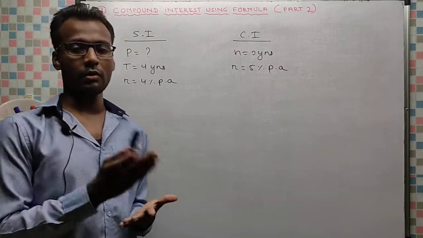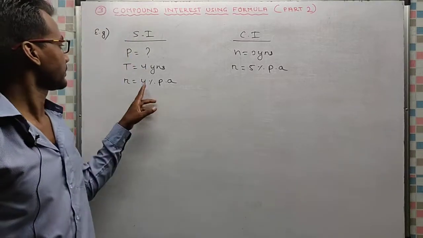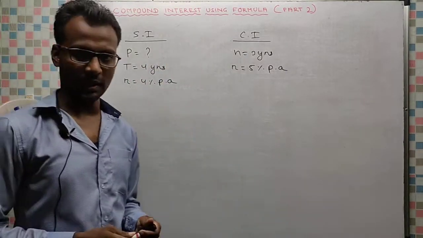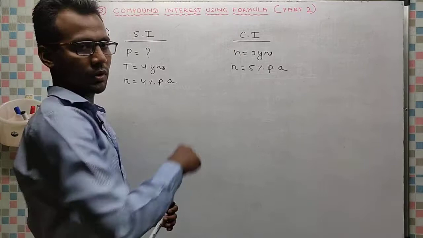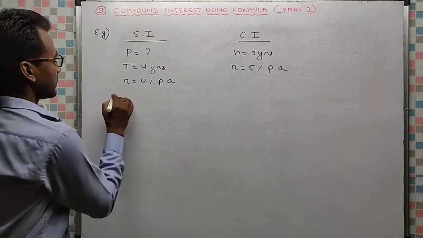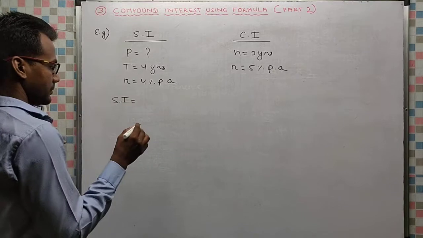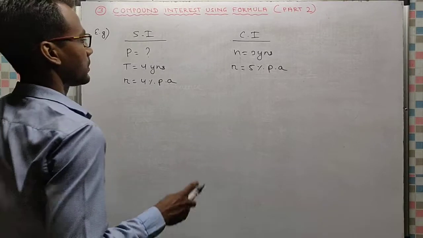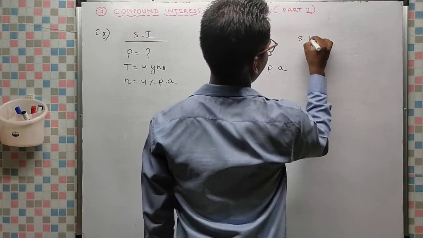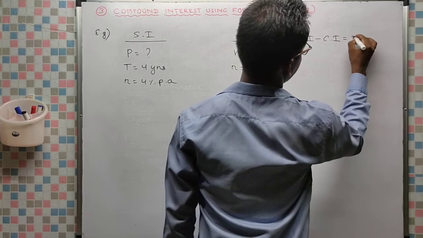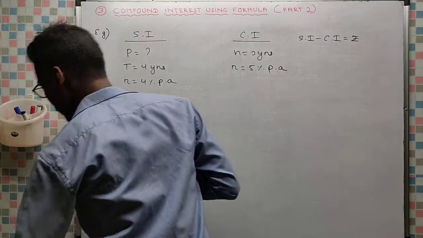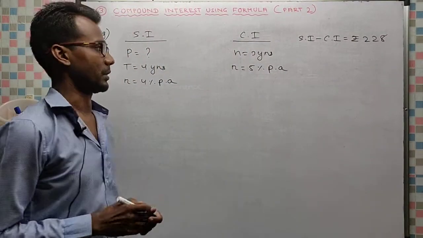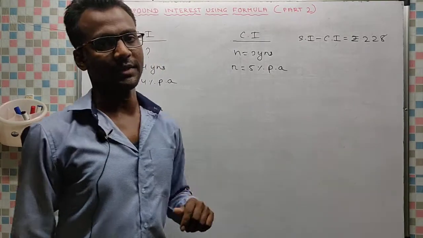Now you may be wondering how SI is greater than CI. See the time: SI is for 4 years and CI is for 3 years. For that reason SI is more than CI. If it were the same time, then definitely CI would be more than SI. So the difference is given: SI minus CI is equal to rupees 228, and we have been asked to find the principal.